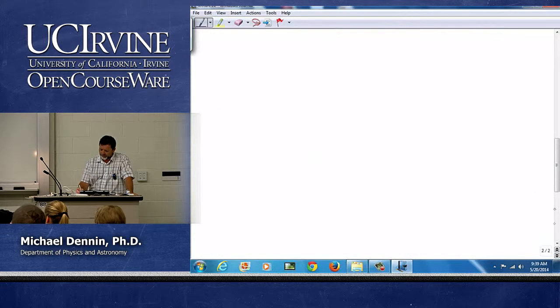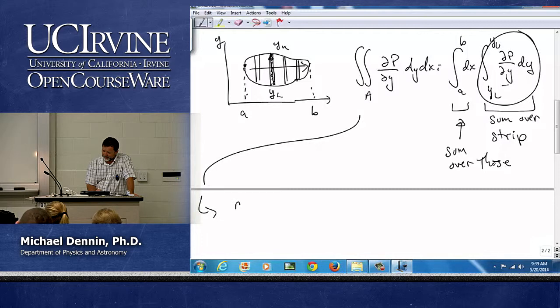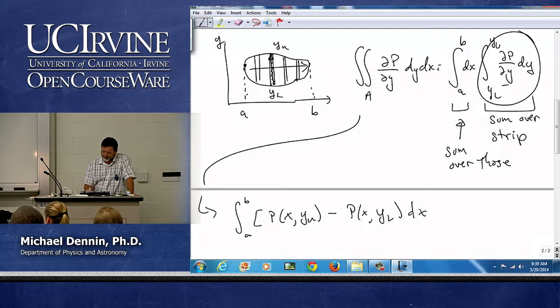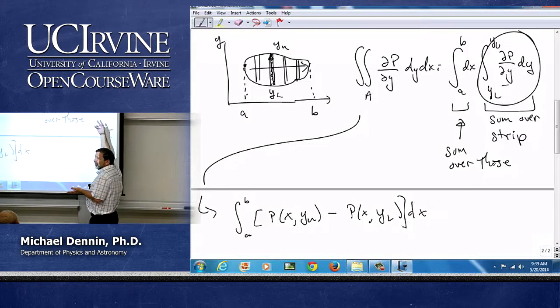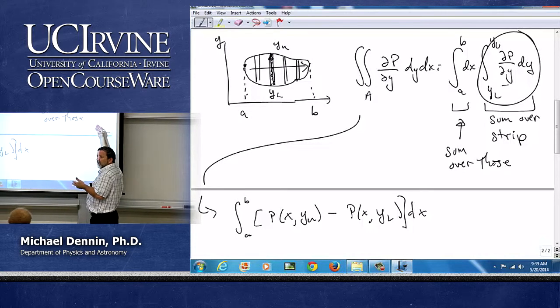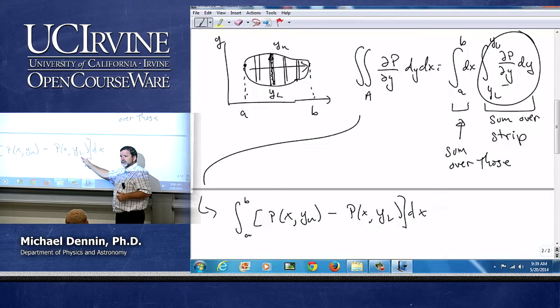And now, this integral, right, we know what dp dy is. Its definition means that what we're going to get is the integral from a to b of p of x evaluated at y upper minus p of x evaluated at y lower dx. Right, that's the piece that's left. That's why we chose to do the y slices first, because basically our dy's cancel, right? The integral of dp dy is just p evaluated at the two endpoints. And so that's why we get this.